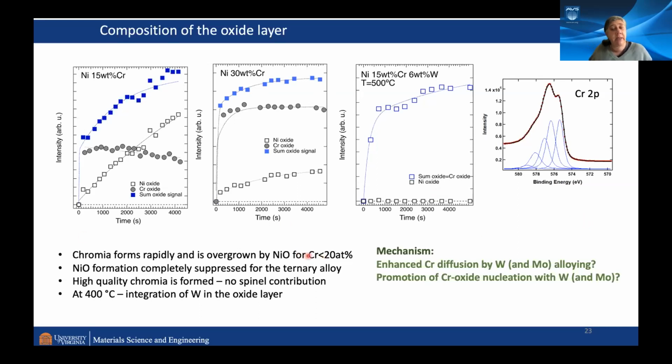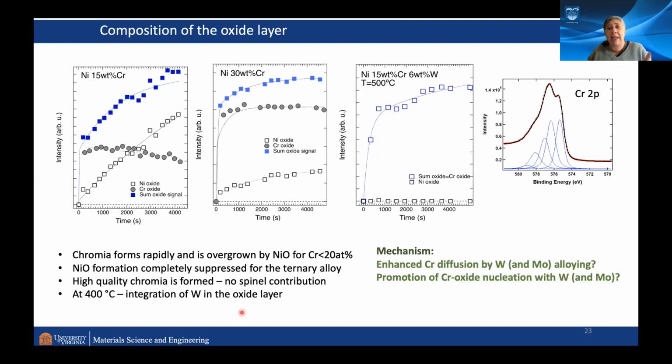So let me summarize that. Chromia forms rapidly and is overgrown by the nickel oxide. Nickel oxide formation is completely suppressed for the ternary. The high quality chromia is formed. No spinel is seen in any of these examples. And at 400 Celsius, you can see that tungsten is integrated in the oxide layer, not at 500 Celsius. We do think that the tungsten is actually embedded at the interface between nickel oxide and chromia.